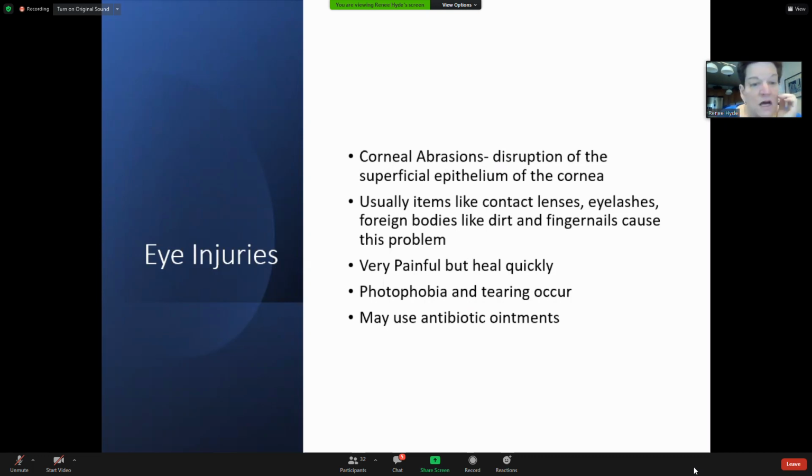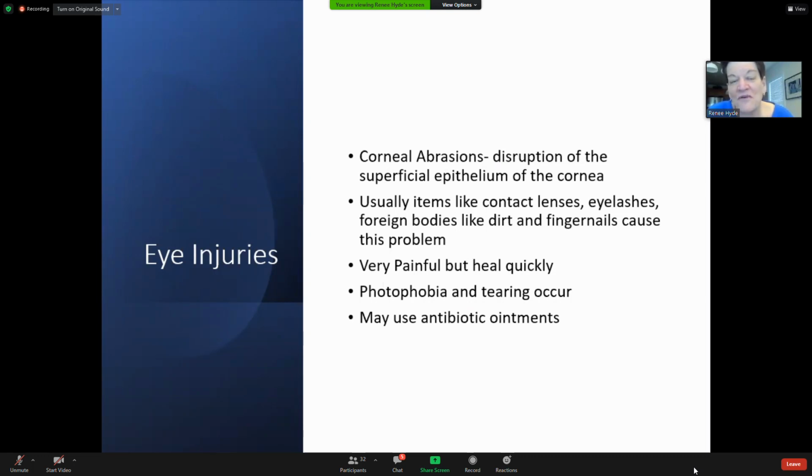All right, let's talk about some eye injuries. Anyone ever had a corneal abrasion? My sister has. Yes, it's awful. Most painful thing that I've ever had.